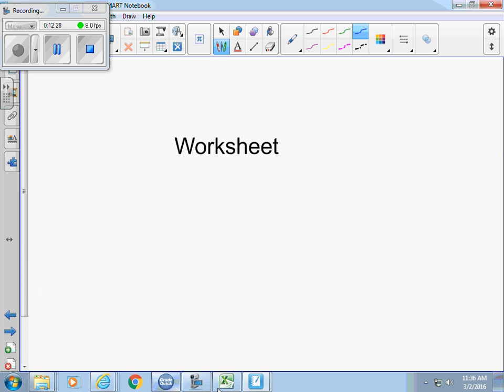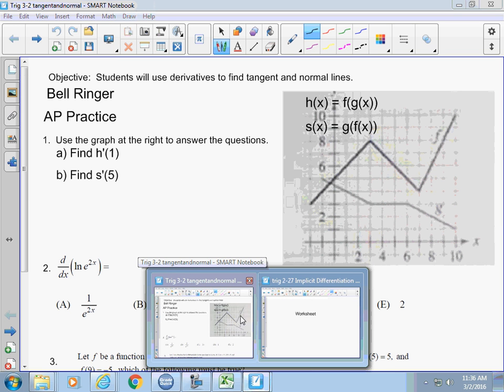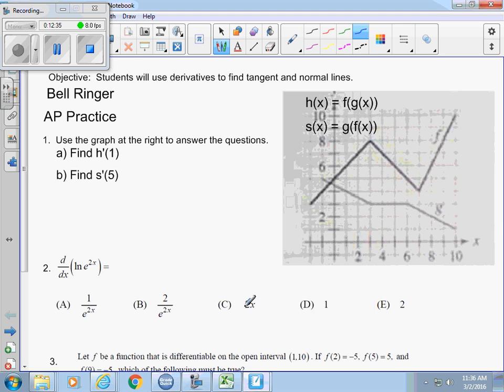Okay, so that concludes implicit. Now we're going to move to some tangent and normal stuff. We're going to go pretty fast through this bell ringer, but it is worthwhile to look at because it's something I could see AP doing. They ask me to find h prime of 1, and they tell me h of x is f of g of x. How would you find h prime, first of all?